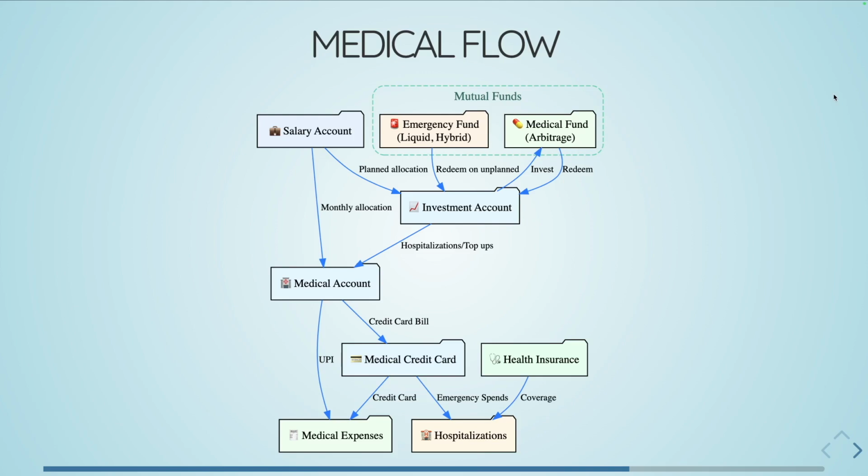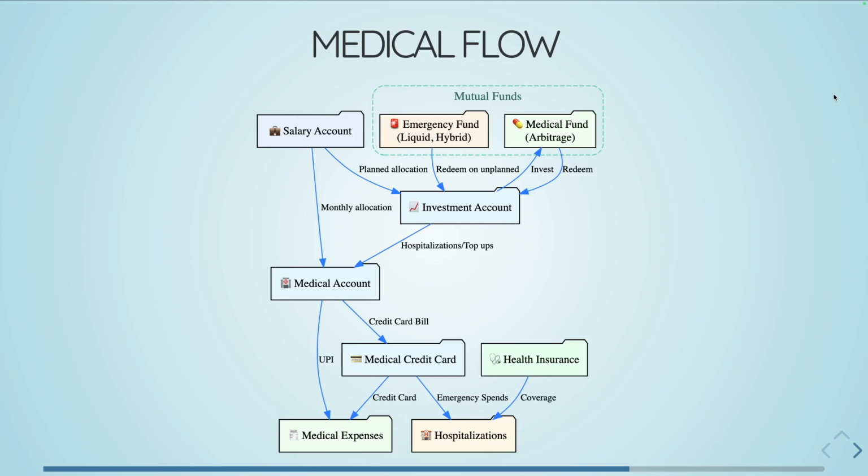So all these hospitalizations need to be covered using health insurance, and the remaining amount we have to pay will be covered by this medical credit card. And how do we pay this credit card bill, right? So there are separate mutual funds, a couple of them. One is for the emergency fund, which is a standard emergency fund that we have, and then there is a separate medical fund, which is for things like pregnancy.